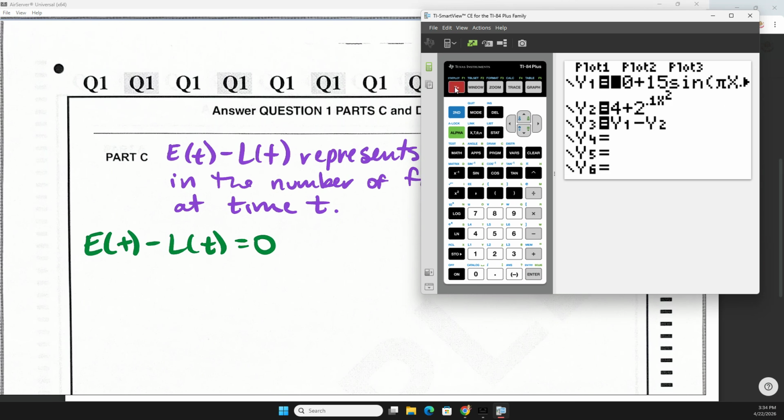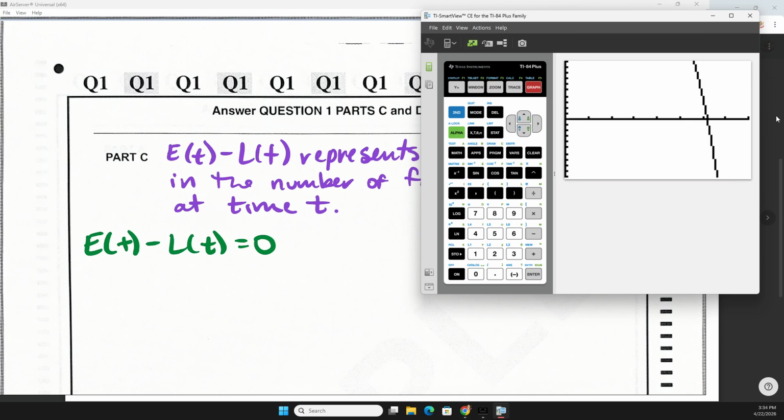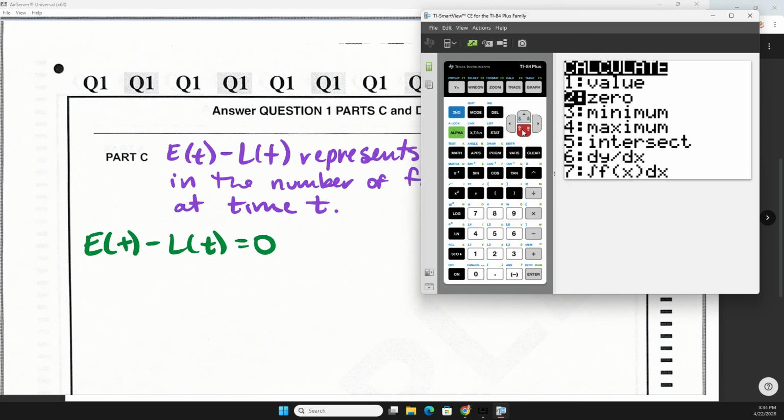So we're going to go to y equals. Now I'm going to turn off y1 and y2 because if we get too many graphs on here, it's going to look kind of crazy. And I think I've already changed my window. Yes, so we only care about from 0 to 8. So there it is. We can see that this rate of change in the number of fish is 0 at this point right here. And so we would want to calculate it. We can't just estimate, we actually need to calculate the 0.